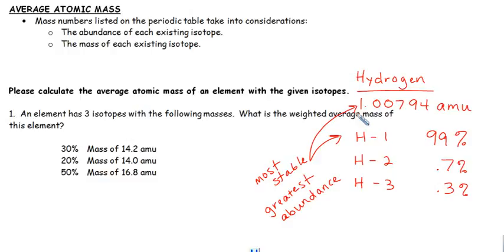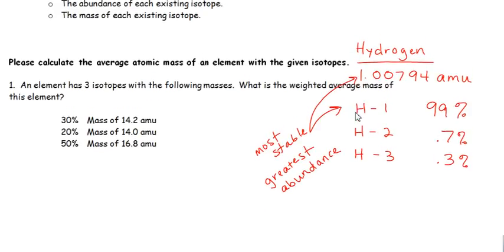Here's how it's calculated. Alright, so you pull out your calculator, and you'd be given data kind of like this. There is an element, and it has the following isotopes. There's a mass of 14.2 AMU, 14.0, and 16.8. What is the weighted average mass of the element? Now we're also given the percent abundance. So 50%, most of these isotopes are the heaviest version, the 16.8.